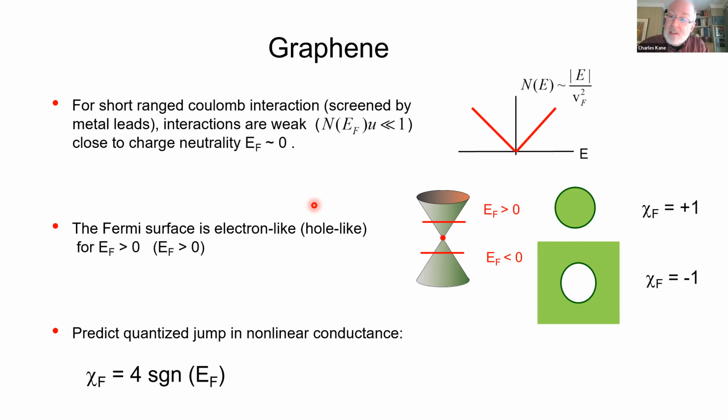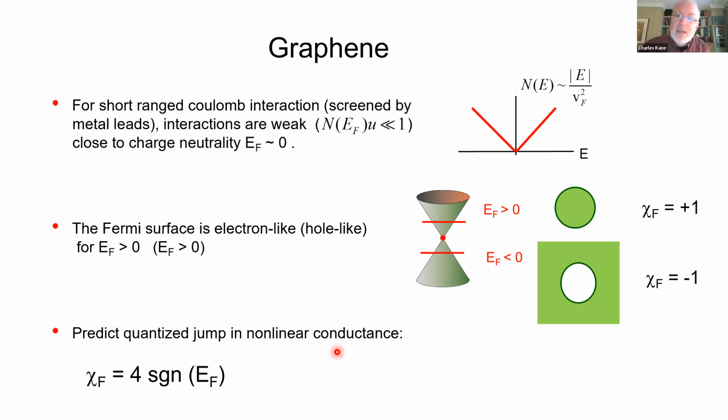And the thing which is interesting, if you compare the electron doped to the hole doped side of the Dirac point in graphene, then the Fermi surfaces are actually different. On the electron side you have an electron Fermi surface, and on the hole side you have a hole Fermi surface, and the Euler characteristics are different. So what this predicts is that as you vary the Fermi energy through this Dirac point, you get a jump in this nonlinear conductance. I don't know if there's some hope of doing this. I think one has to think carefully about whether this is feasible or not. That's a good question. Okay, so that's that.